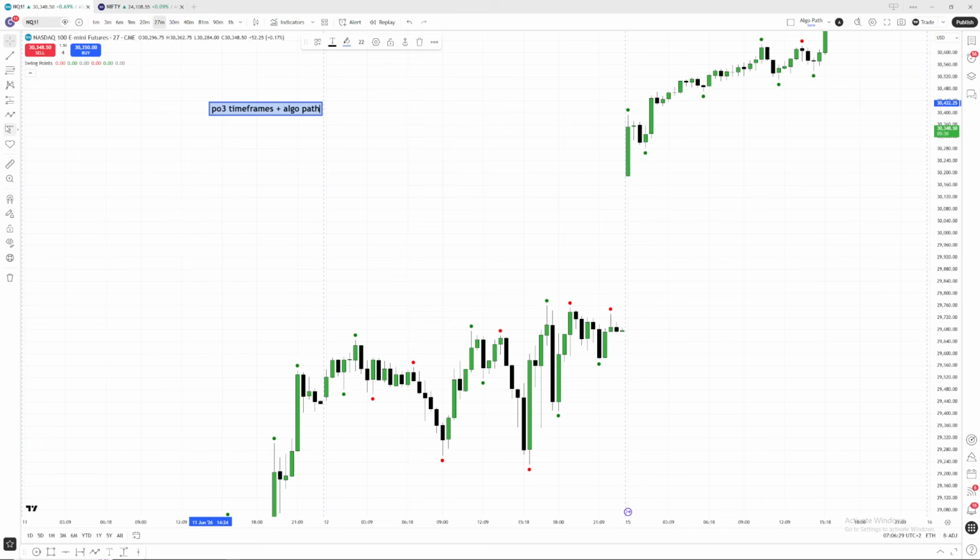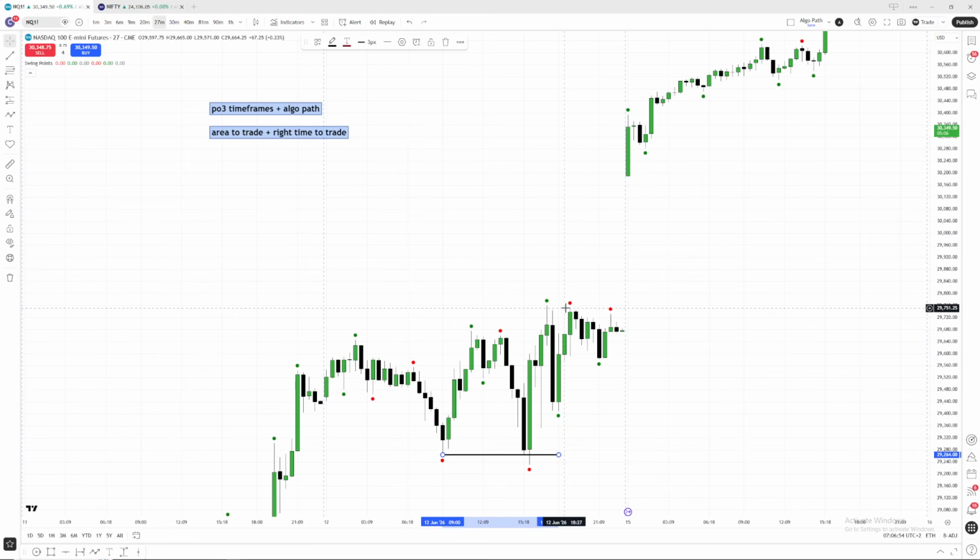So what you need, simply put, you need an area to trade and you need the right time to trade. That's all. Earlier, those who followed support and resistance knew, okay, the last time a support was provided here, so next time also when the market comes here, there will be support. It's the most basic concept of trading and it works majority of the time.